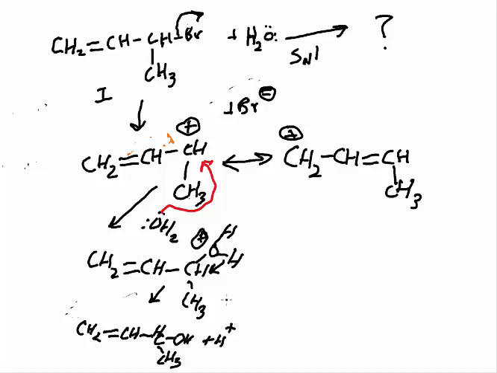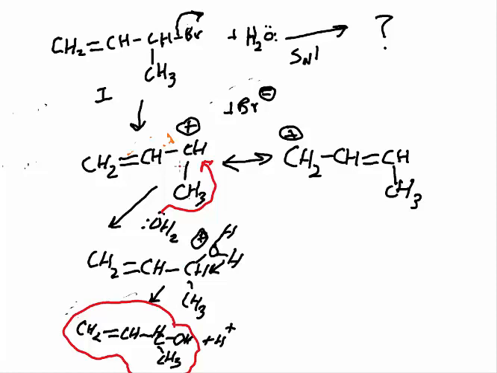H plus comes off, and we would get this alcohol product. Okay. Now, this is the product that would form, assuming that the resonance structure was a real species and reacted accordingly.